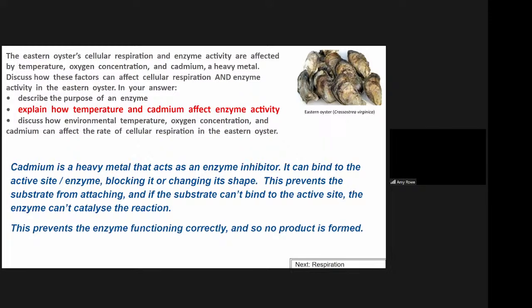It can bind to the active site of our enzyme, blocking it or changing its shape. This prevents the substrate from binding to the active site, and if the substrate can't bind, the enzyme can't catalyze the reaction. So this is going to prevent our enzyme from catalyzing the reaction. Our enzyme's not going to function correctly, so no product is going to be formed.